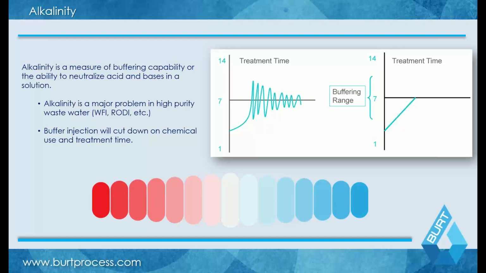And that typically is a bicarbonate addition. Bicarbonate has the ability to buffer in both the acidic as well as the basic direction, which allows you to get the nice smooth linear curve that you want for treatments.